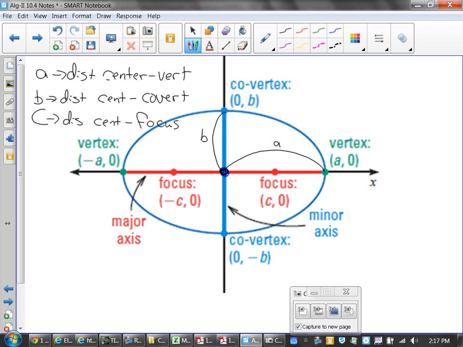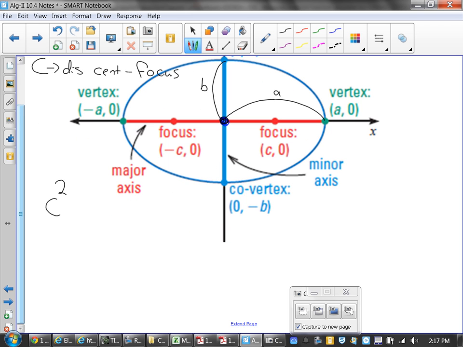So by knowing how to get your A's and B's, how do you find C? With ellipses, in order to figure out the C value, it's always the same formula, whether it's stretched left and right or stretched up and down. Your C value is always found by taking C squared equals A squared minus B squared. Because A squared is always bigger than B squared, that's how you're going to find it.